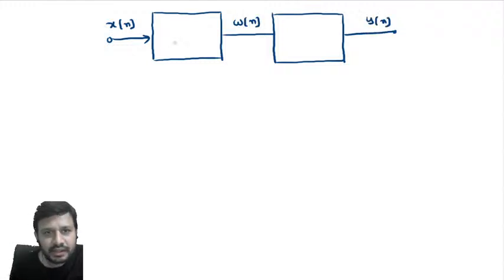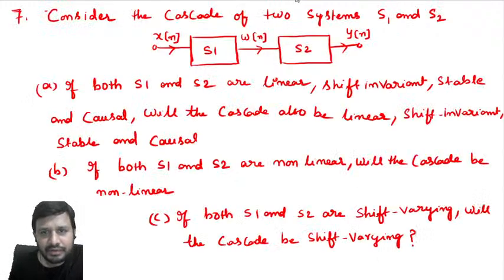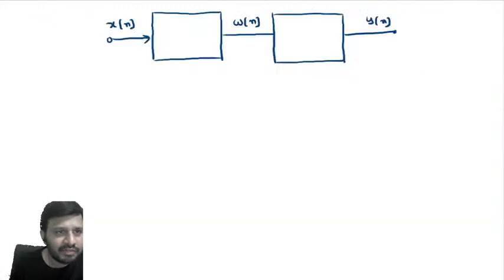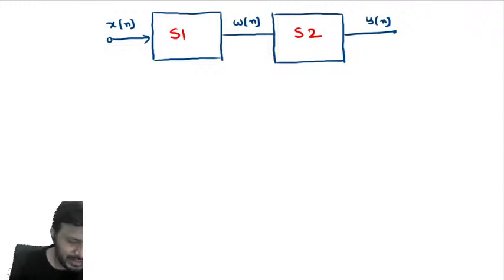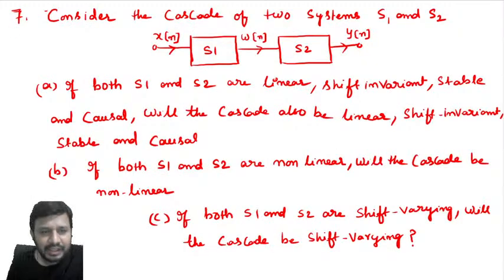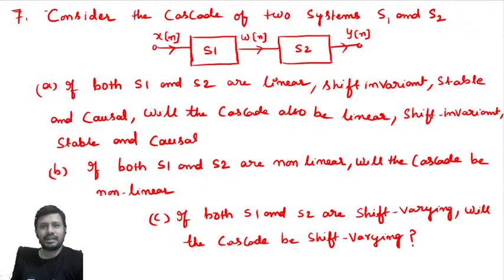So he has given the cascade like this, no? First of all, cascade connection means what? If the output of one system is connected as input to the other system, we say it is a cascade connection. Right. Now, first question. Any answers? Nobody has given the answer. If both S1 and S2 are linear, shift invariant, stable and causal, will the cascade be the same? That is linear, shift invariant, stable and causal.